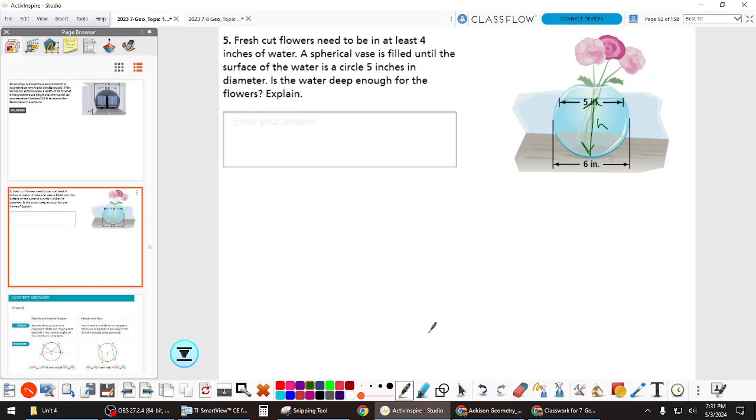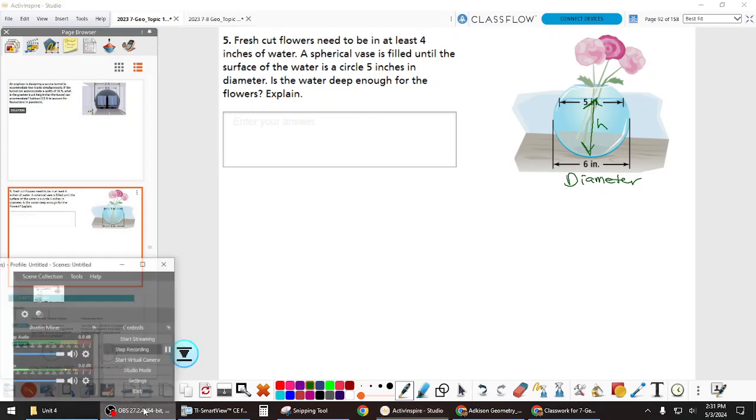Is the water deep enough for the flower? So we need to find H. Do you want to try it? Give it a shot. See if you can find H. By the way, the 6 is talking about what? The diameter. That's the diameter, yeah. Now, I would never do this problem as a vase. I would do it as a circle drawn in geometry mode, myself.